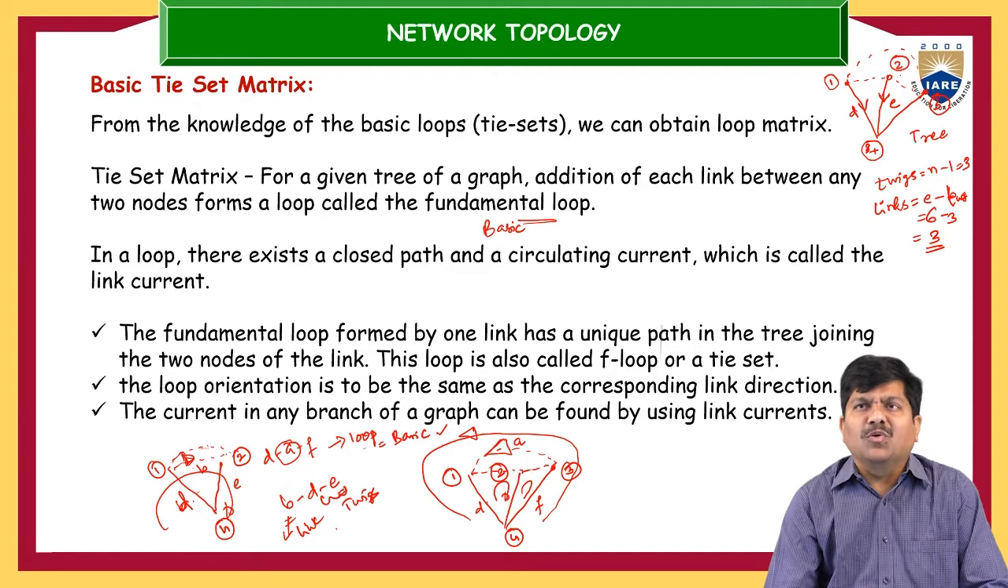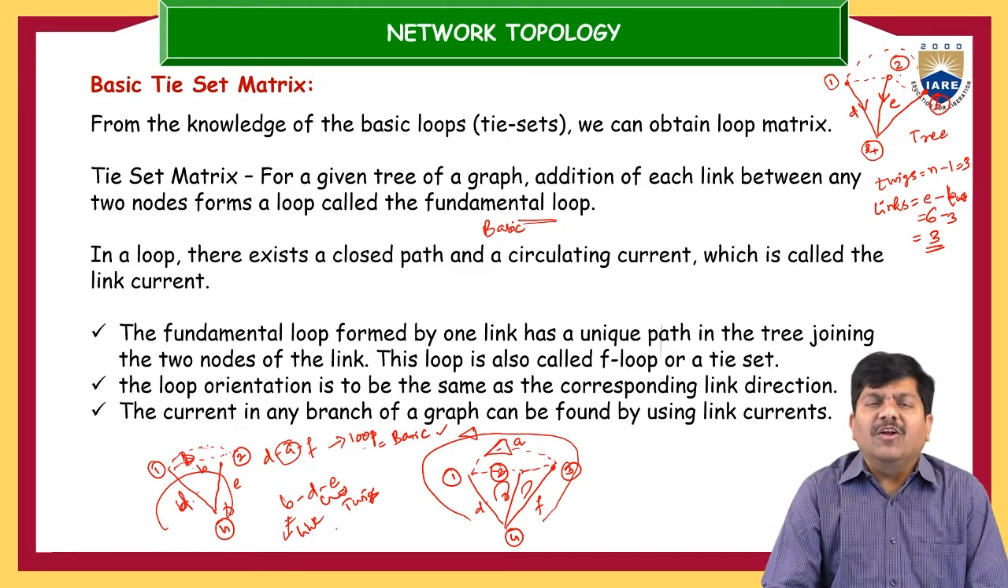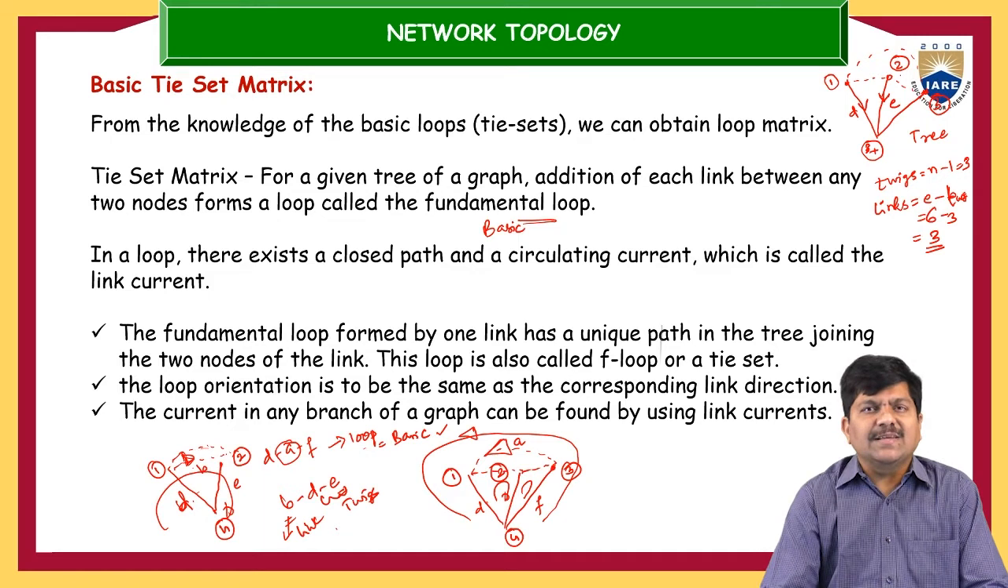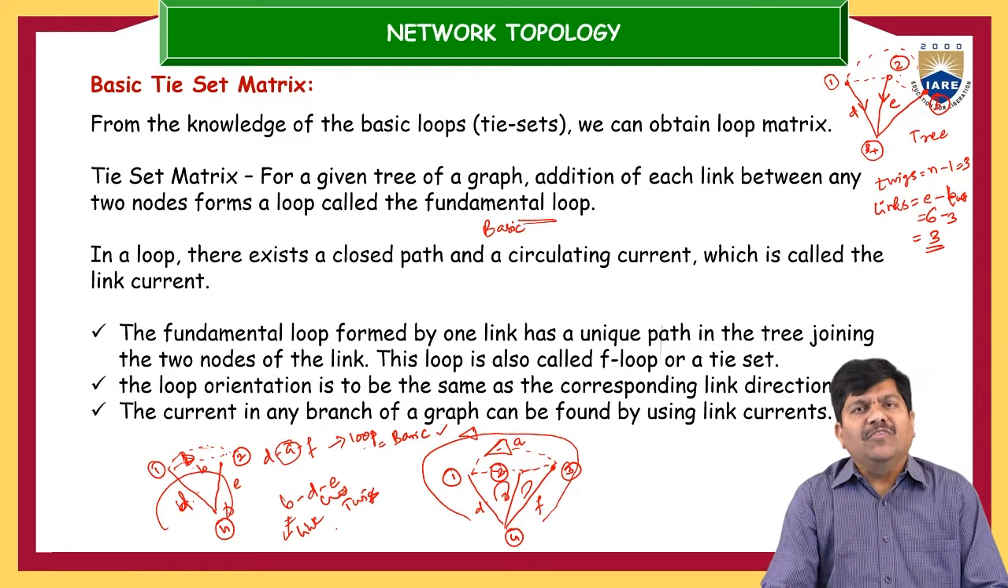So in a loop, there exists a closed path and a circulating current. Whenever it is closed, definitely we are going to see some current. We are going to apply these concepts of current and voltage, the associated electrical parameters, active sources and passive elements, all at the end. But at the beginning itself, we should know the fundamental concepts: what is a basic loop, and what is the difference between a loop and a basic loop? The difference is very clear: a basic loop is formed with any n number of twigs, but one element must be a link.